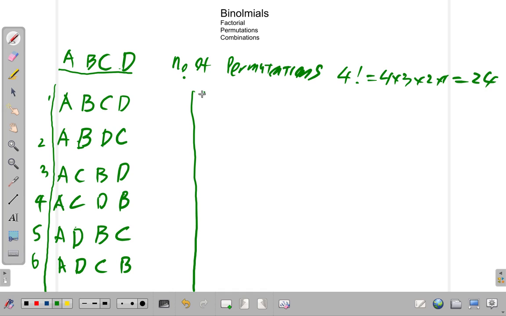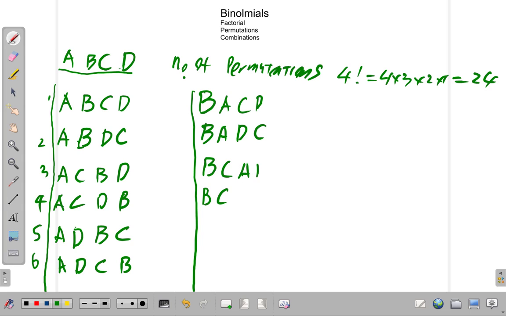Start with B. We have BA, and then we could do BA, CD. We could also do BA, DC. Good. Starting with B, again, we've done BA already. Let's try BC. I think we're going to have 2 BCs. So let's write them down from now. We have BC, AD, and then BC, DA.